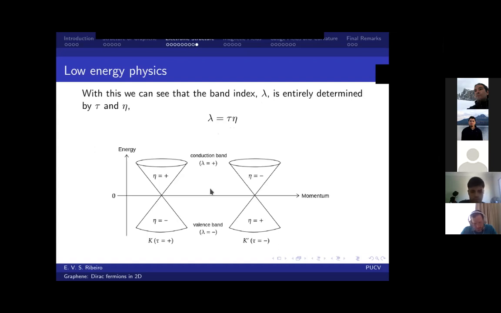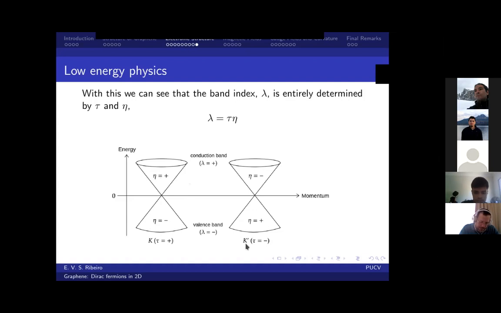So in the K valley, we will have the quasi-particles in the valence, in the conduction band. We'll have positive helicity, and, sorry, I think I said the wrong name. This is the conduction band. They will need to have positive helicity, and this is the valence band. And the quasi-particles will need to have a negative helicity.